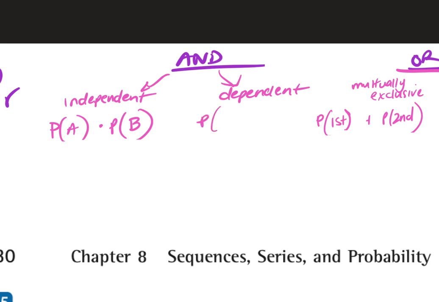So the probability of a dependent event would be the probability of the first thing times the probability of the second thing, given the first has already happened. So if I wanted a red card and a club, the probability of pulling the red card, if I keep it, now affects the fact that I want the club next.